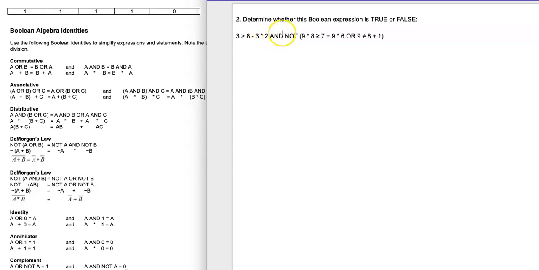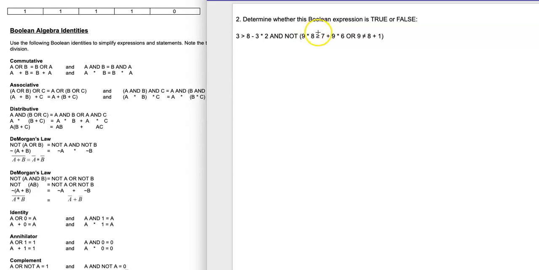Determine whether this Boolean expression is true or false. We may need to apply some of these Boolean algebra identities, so I have this list over here as a handy reference. Okay, first step. Let's just follow the order of operations and simplify the arithmetic wherever we can. Please excuse my dear Aunt Sally.